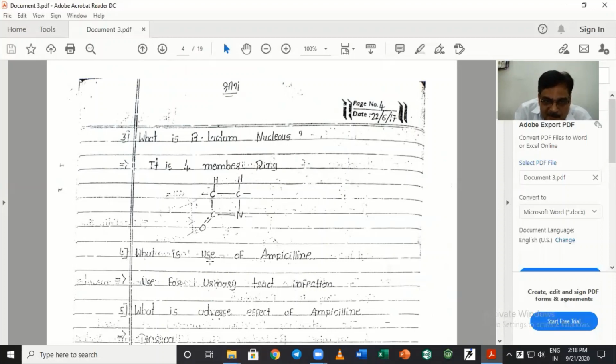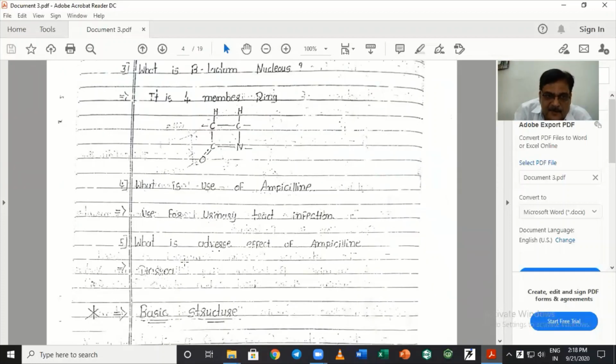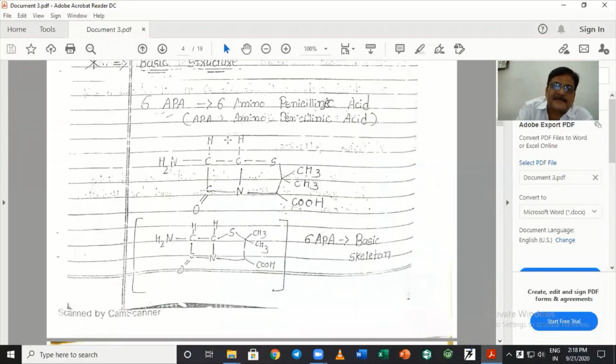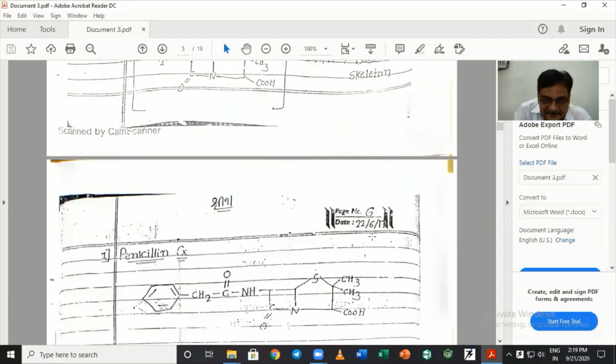Ampicillin is used for urinary tract infection. Further, the adverse effect of ampicillin is diarrhea. When we give a dose of ampicillin to a patient of more than 500 milligrams, this is the side effect or adverse effect of penicillin. This is the basic structure of 6-aminopenicillanic acid. Here is the 6-amino group. So this is the skeleton of 6-APA, the most important skeleton of penicillin.